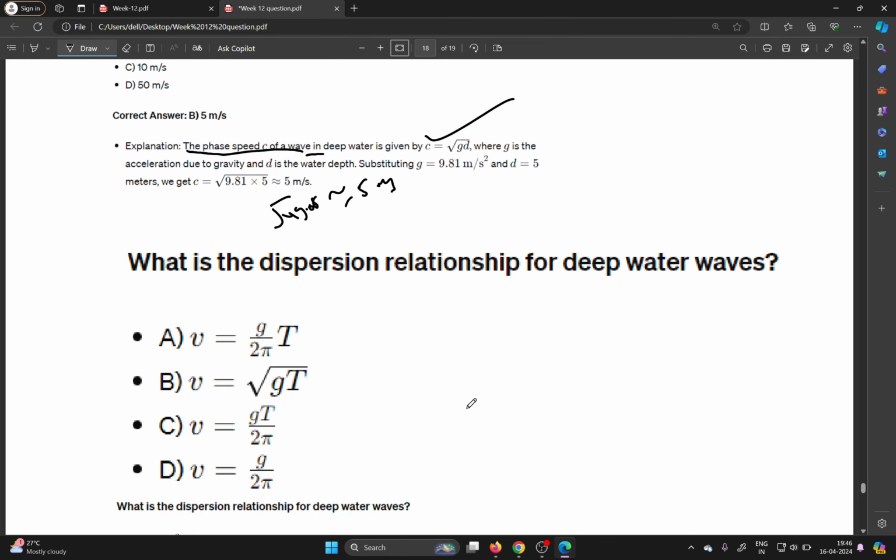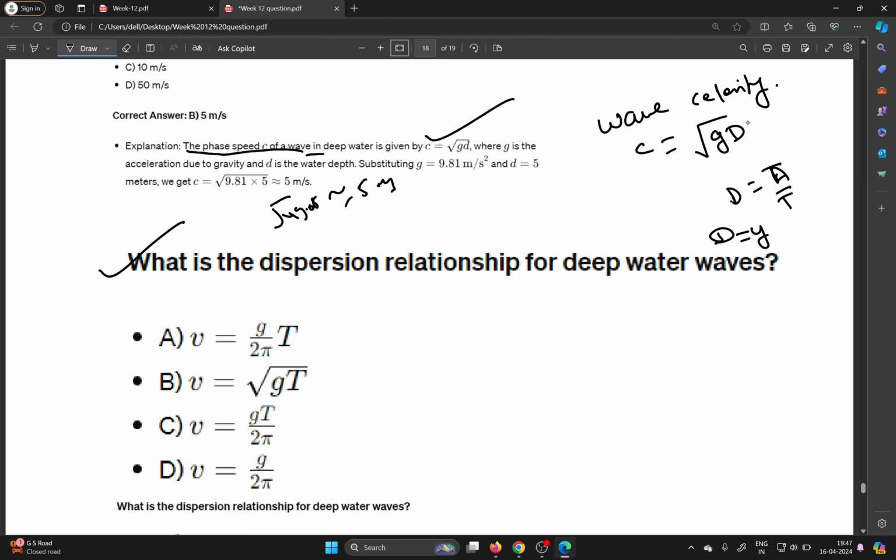What is the dispersion relationship of deep water waves? What is the dispersion relationship for deep water waves? This formula you can also see in your open channel flow, your wave celerity. Your wave celerity is nothing but c is equal to root of gD, with lots of assumptions. D is nothing but area by top width. In case of open channel flow, if it is a very wide channel, then your D becomes Y, that is the depth.